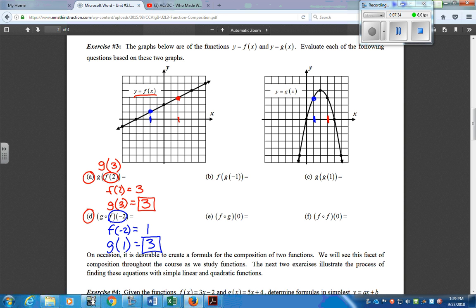So you want to look at the graphs. If they show you the graphs, it says here, based on the graphs. So there's nothing you're putting in the calculator. You've got to use what they give you.